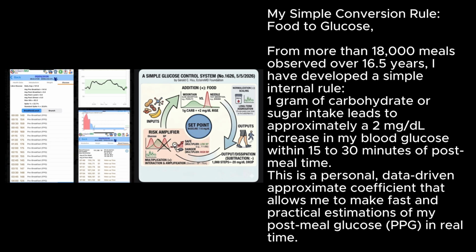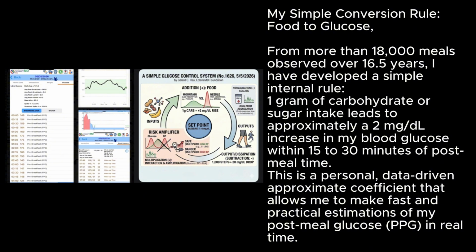My simple conversion rule, food to glucose, from more than 18,000 meals observed over 16.5 years. I have developed a simple internal rule: 1 gram of carbohydrate or sugar intake leads to approximately 2 milligrams per deciliter increase in my blood glucose within 15 to 30 minutes of post-meal time. This is a personal, data-driven approximate coefficient that allows me to make fast and practical estimations of my post-meal glucose (PPG) in real time.